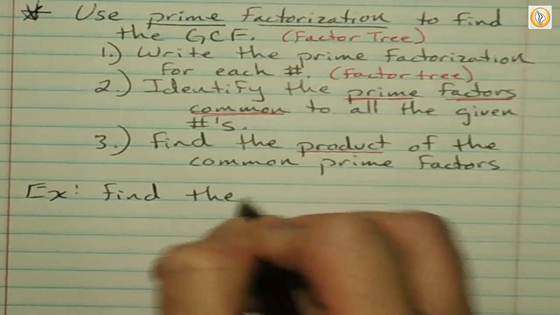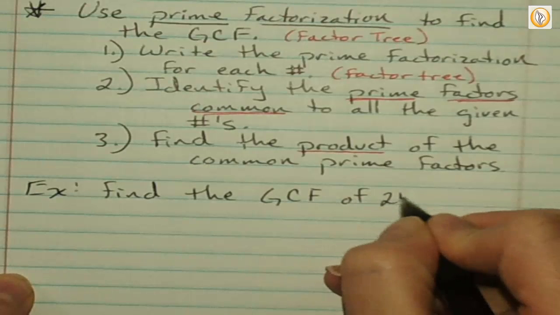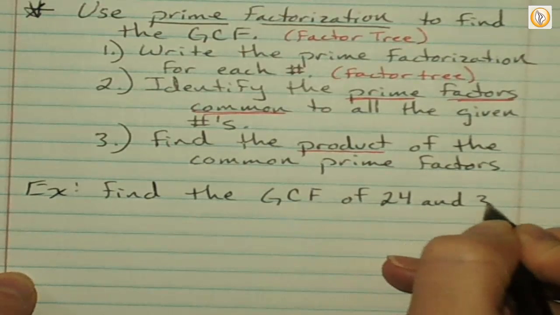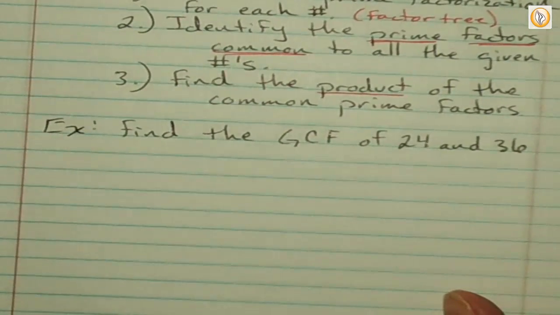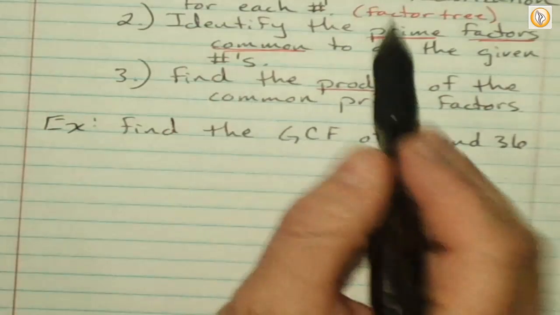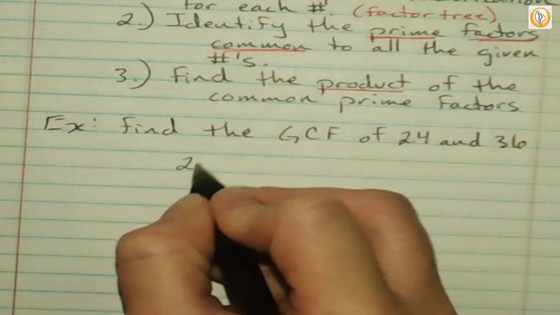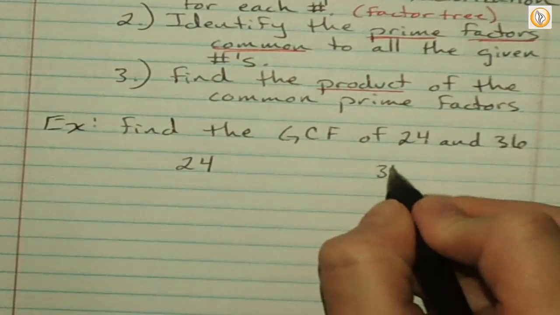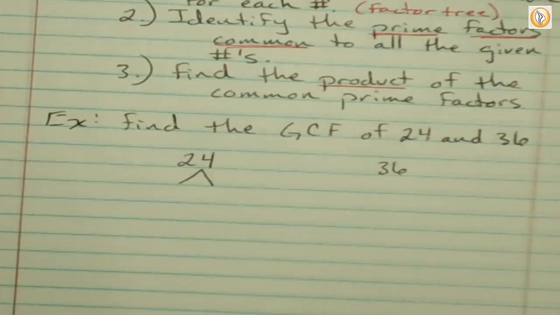Find the GCF of 24 and 36. Yes, you could just list all the factors and figure it out, but you need to know how to do the factor tree. You need to know how to do steps 1 through 3. So we're going to start by making the factor trees.